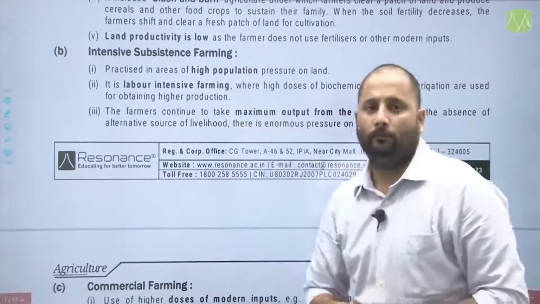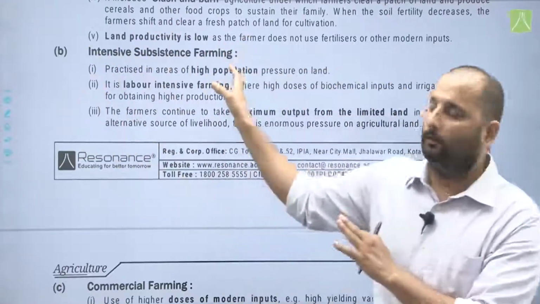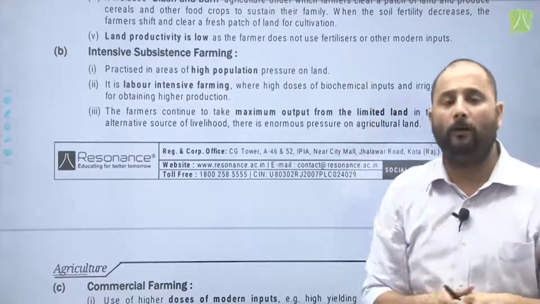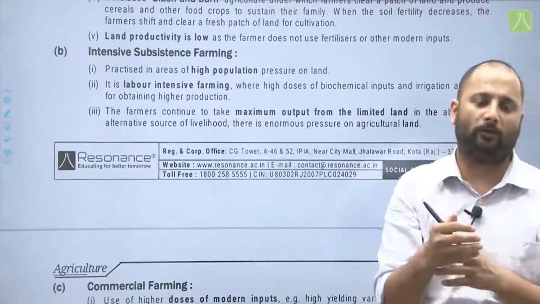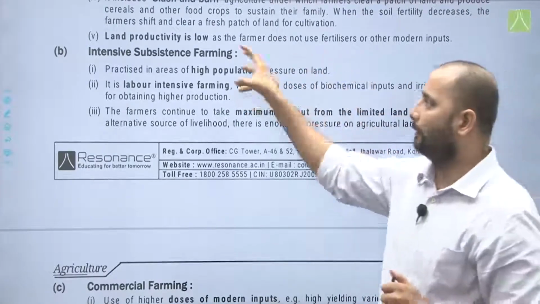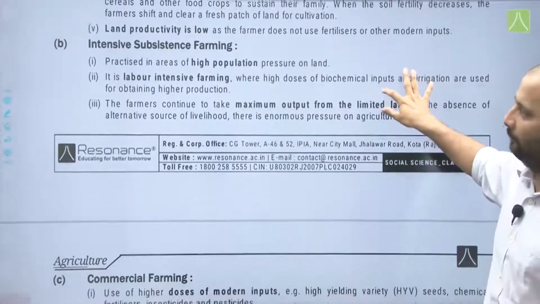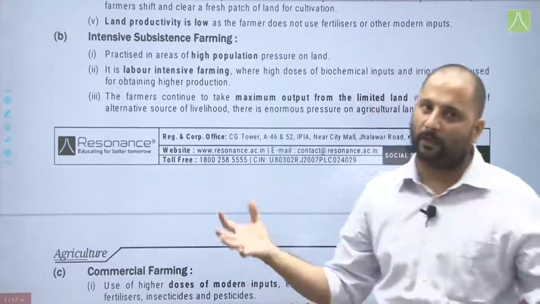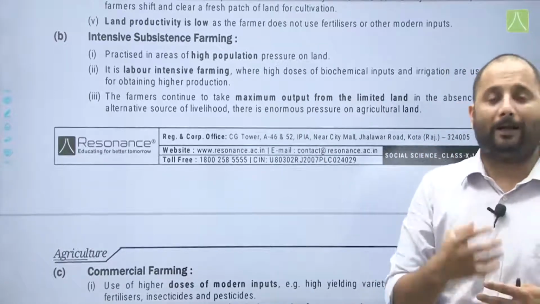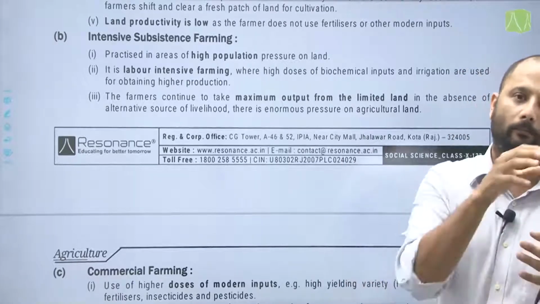Now, the next point is intensive subsistence farming. As the word suggests, intensive farming is practiced on a small piece of land, but a lot of modern farming methods are used to get the maximum out of that land. It's a type of subsistence farming practiced in areas with high population pressure on land, generally near cities which are going through a process of urbanization, and the people are more dependent on farming being done in the nearby areas.